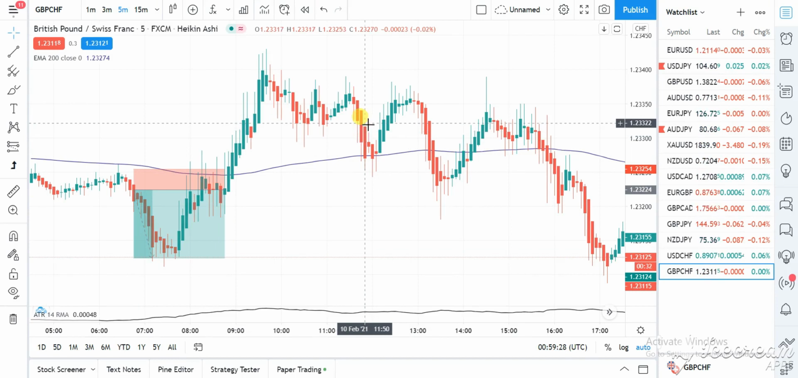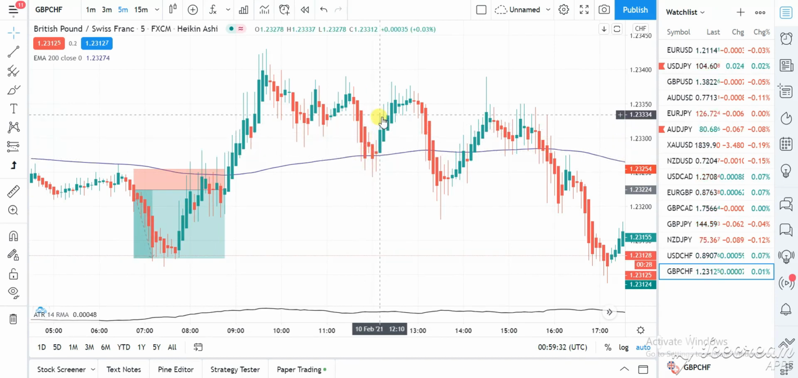Okay guys, so like I said, this was a buying trade. It touched on the 200 EMA line and a 1-2 candlestick, bullish candlestick for a buy. So what is the ATR of this candlestick? A 47 pip stop times 1.5. So let's get that.